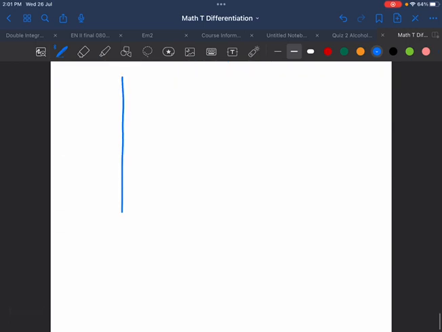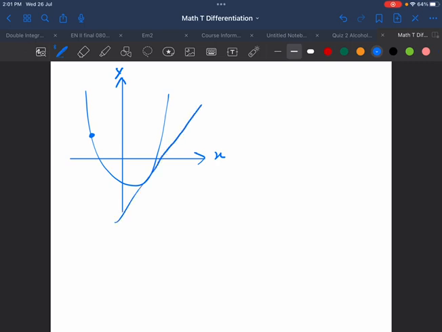So let's say I have a curve. Here is y, here is x. Now I have a curve here. Let's say I have a tangent, right? Then I have a normal here, which is perpendicular to the tangent, and it actually cuts the curve at 2 points.